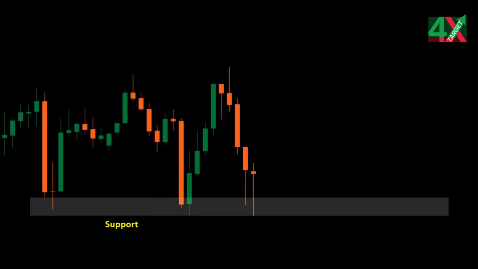In the next example, a dragonfly doji forms directly at a well-defined support level, a strong indication that buyers are stepping in after a period of selling pressure. The long lower wick shows that sellers pushed the price down significantly, but buyers managed to bring it back up to close near the open, reflecting a clear rejection of lower prices. This pattern is a bullish reversal signal, especially when it appears at a key support zone.